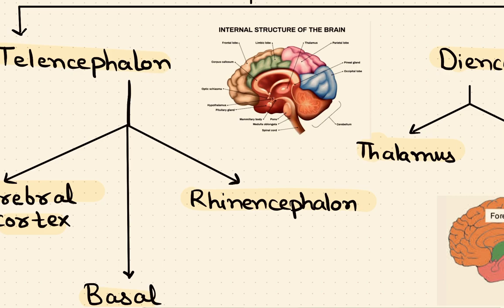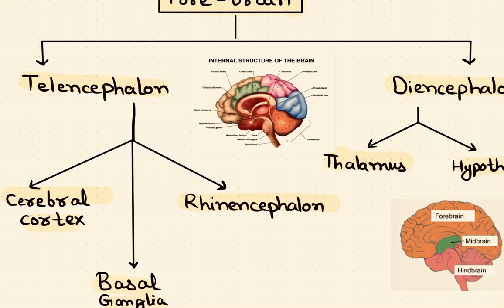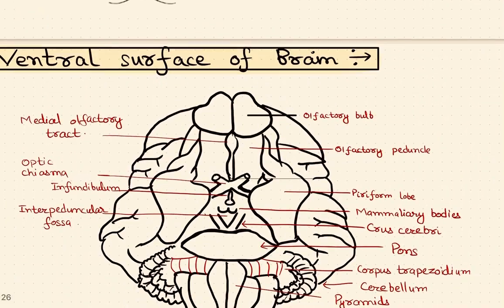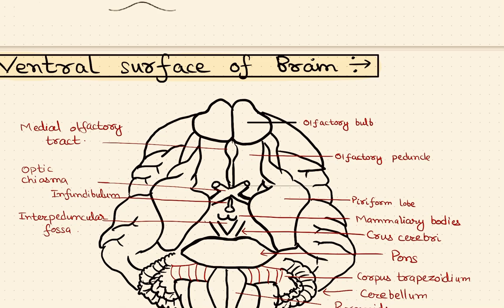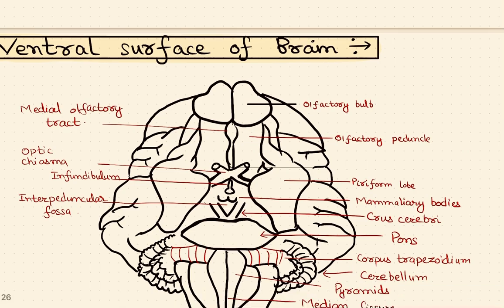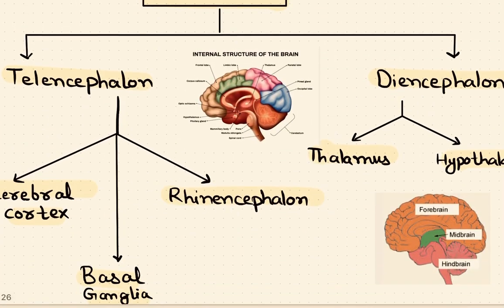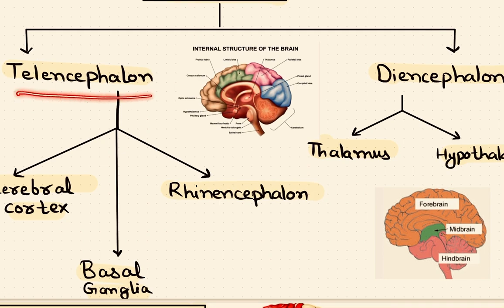What is this rhinencephalon? If we see the ventral structure of the brain, this particular area is rhinencephalon, which is generally responsible for olfaction. And the third thing which constitutes the cerebrum is basal ganglia. What are these basal ganglia? These are the accumulation of cell bodies inside the cerebrum. So this cerebrum consists of three things.